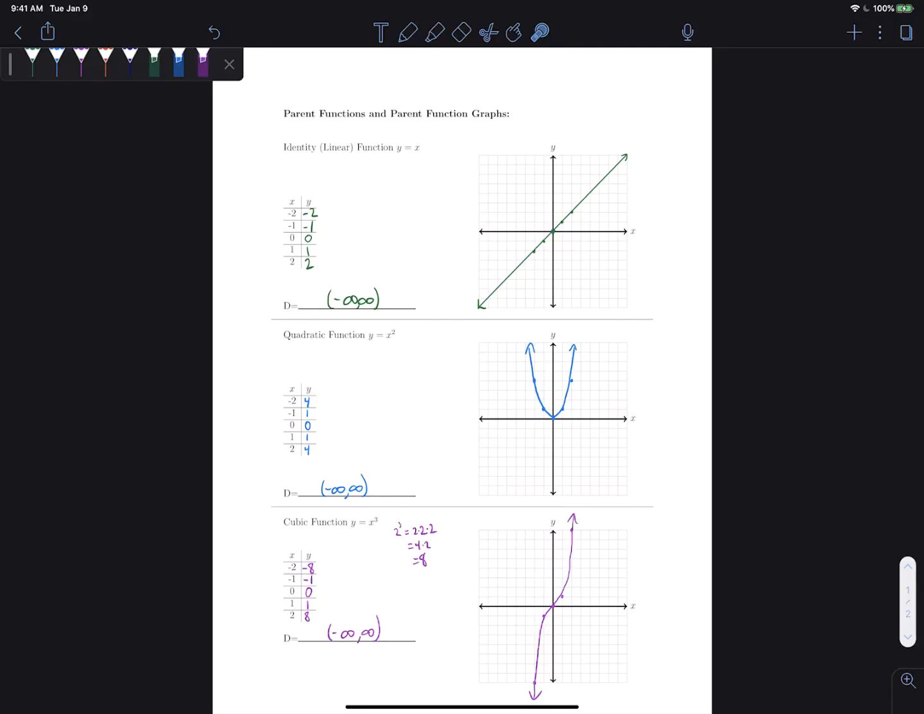X to the fifth would be very similar to the x cubed, but again, it would look kind of sharper. And then x to the sixth would be a lot sharper than the other two. X to the seventh would be extremely sharp, and so on and so forth.